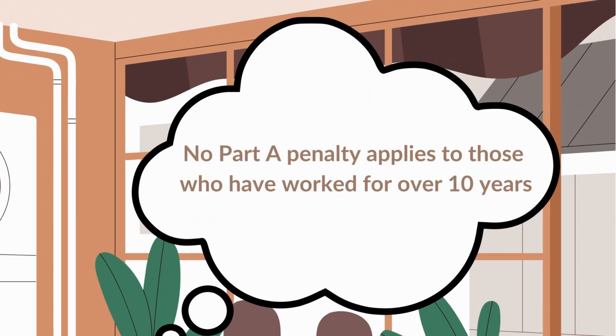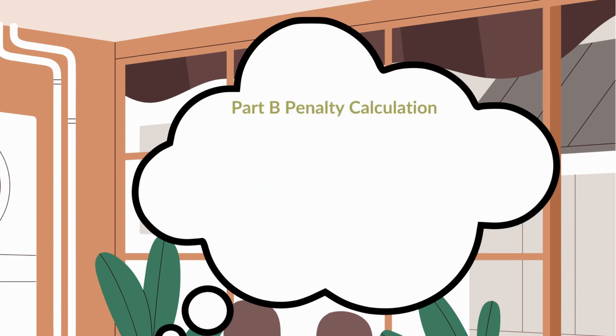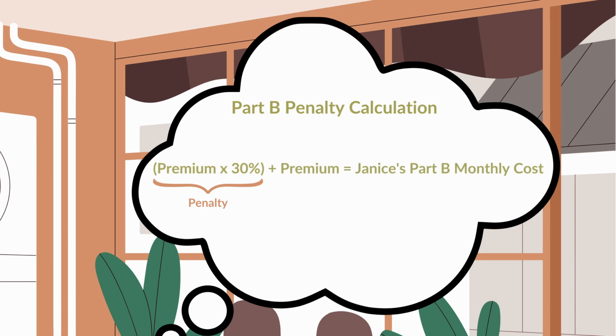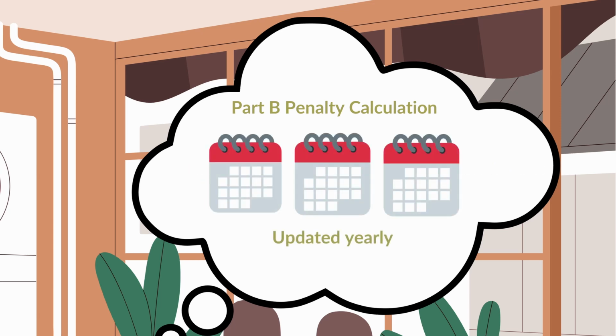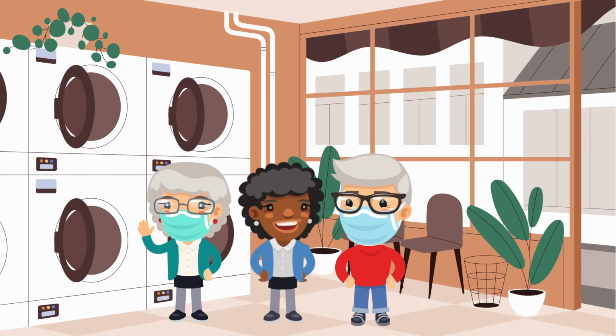When she applies, she is not given a penalty for Part A because she had worked for long enough to qualify for premium-free Part A. However, she is given a penalty for Part B. To determine that penalty, Social Security multiplies her premium by 30% because she went without Medicare for 36 months, then adds that to her base premium. She will owe this amount each month for her Medicare coverage for 1 year. This amount will be refigured each year as her premium changes. She will be responsible for the penalty until she no longer is enrolled in Part B.